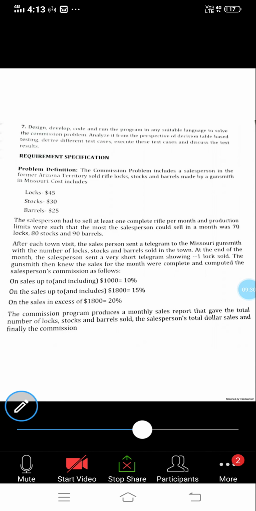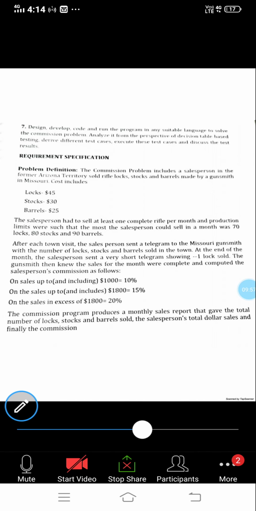Next program is the 8th program. We have to solve the commission problem again, depending upon decision table testing. Commission problem, same problem definition you have to write. There is a salesman who is going to sell lock, stock and barrel. What is the price? That is $45, $30 and $25. Then for $1,000 there is 10% commission.